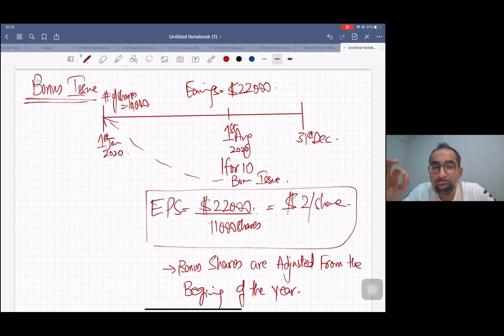Okay. Now one basic maths thing, not difficult at all. Go very slow. Whenever you find a bonus issue in the question, we adjust it from the beginning of the year. That's done. But we do it through the bonus fraction. We adjust bonus shares from the beginning of the year through the bonus fraction, a new thing. Bonus fraction.